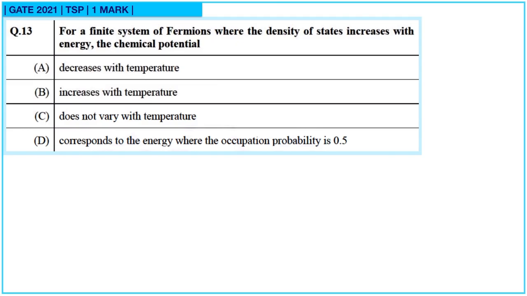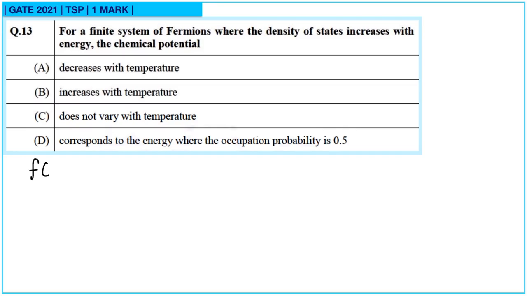Question number 13. For a finite system of fermions where the density of states increases with energy, the chemical potential is: option A, decreases with temperature; option B, increases with temperature; option C, does not vary with temperature; option D, corresponds to the energy where the occupation probability is 0.5.